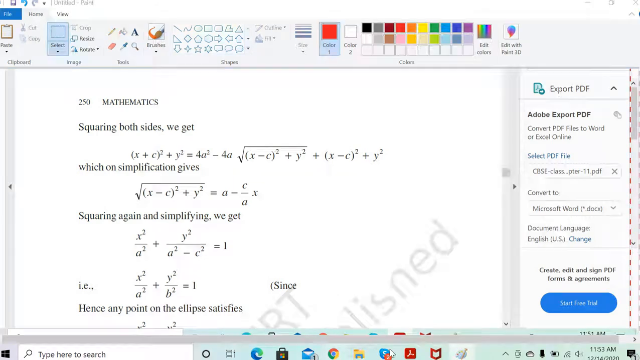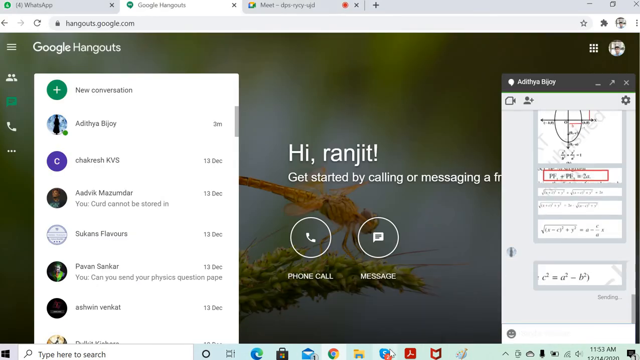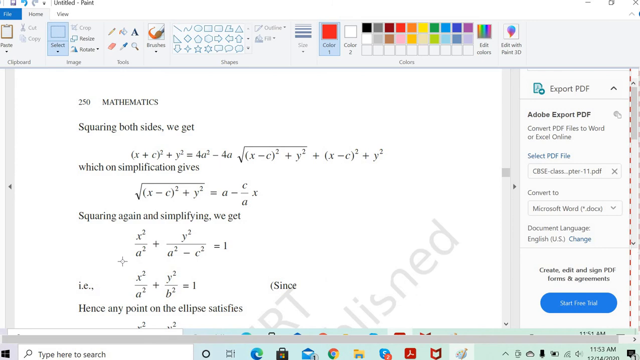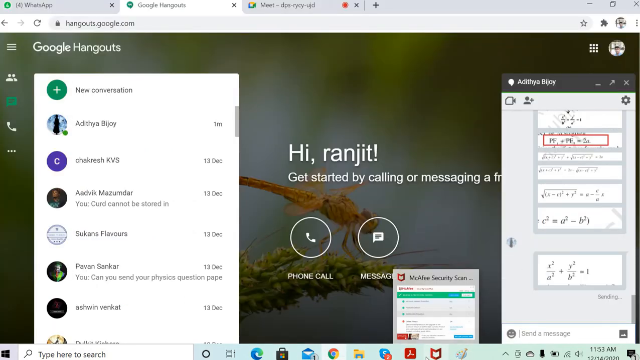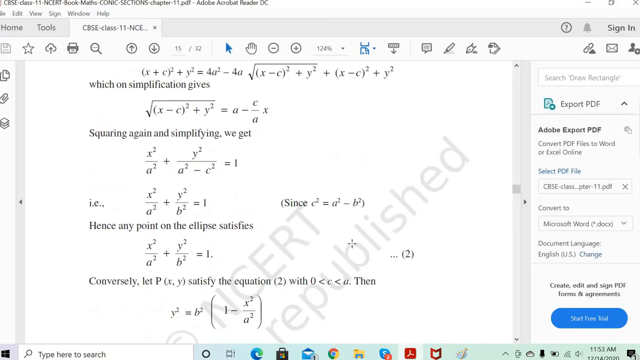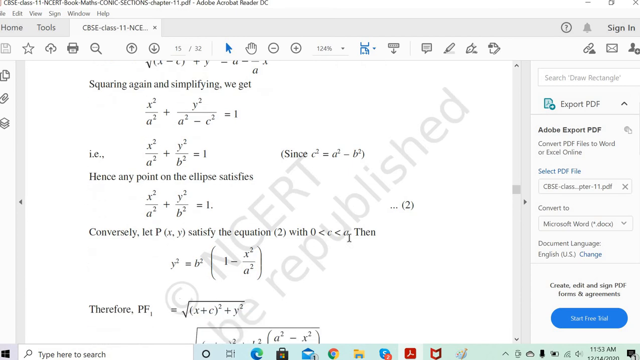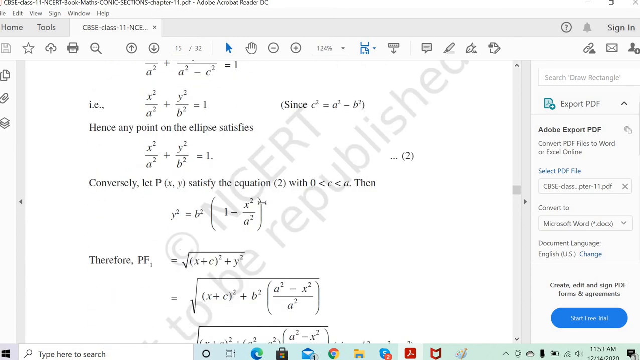X square by a square. I get x square by a square plus y square by b square equals 1. Yes, this is the actual equation of the ellipse. Got it? This is the equation of the ellipse which satisfies any point, isn't it? Now you can derive in terms of, you can make any subject. So this is the standard form we represent all the time, the ellipse form, right?